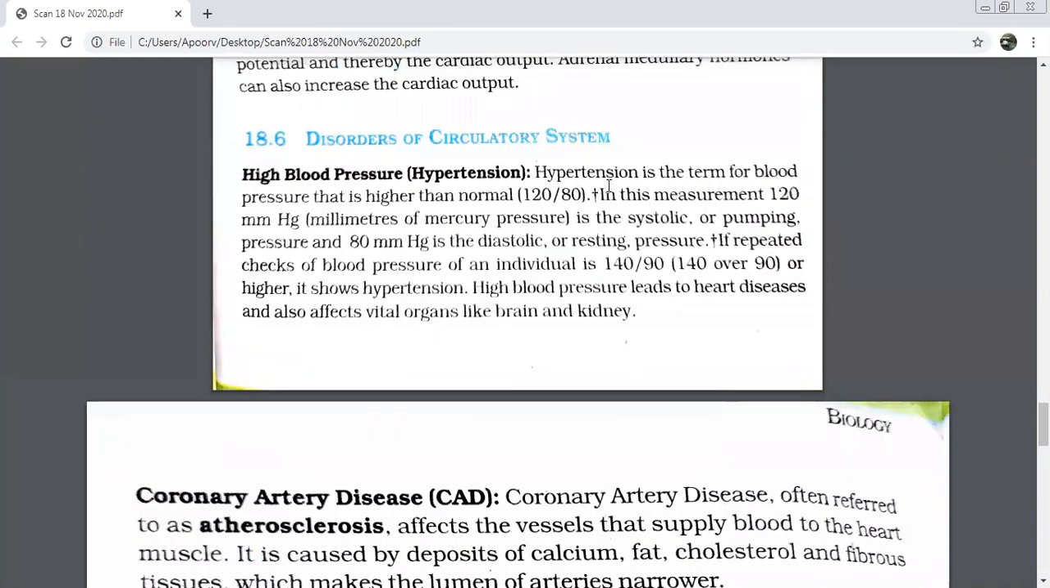This is the part which I was just discussing with you very quickly, the last part. Hypertension, high blood pressure. The normal blood pressure level we just discussed was 120/80 Hg. What is Hg?